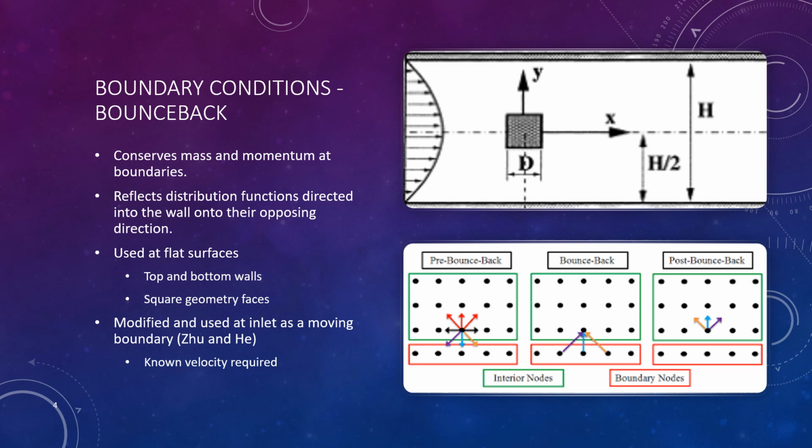The stationary wall was used at the top and the bottom of the channel, as well as on each face of the square geometry. The modified bounce back proposed by Zhu and He was used for my inlet flow, allowing for momentum to be added and conserved for each distribution function.